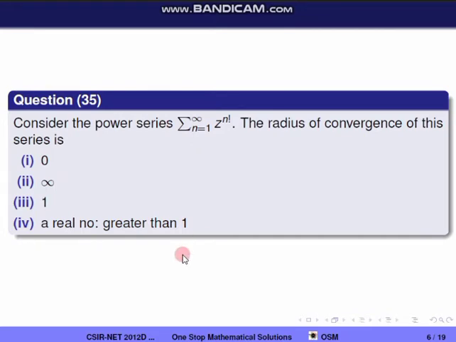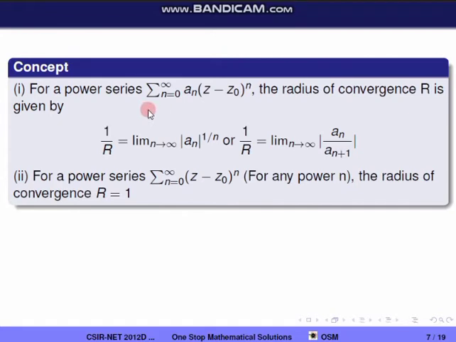So we look into the concepts used. For a power series sigma n equal to 0 to infinity a_n (z minus z0) whole power n, the radius of convergence r is given by 1 by r is equal to limit n tends to infinity modulus a_n power 1 by n, or you can use 1 by r is equal to limit n tends to infinity modulus a_n by a_(n+1). And note, for a power series sigma n equal to 0 to infinity (z minus z0) whole power n, the radius of convergence r is equal to 1.